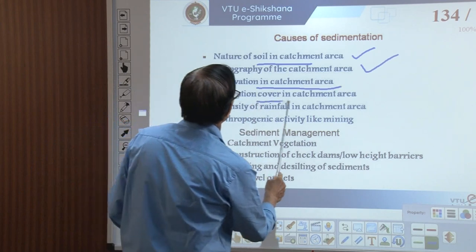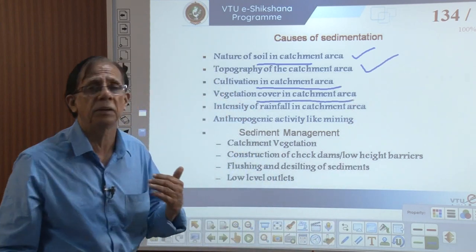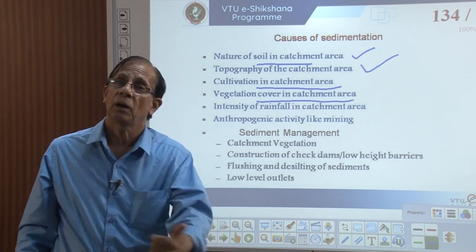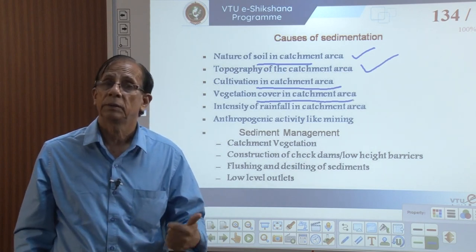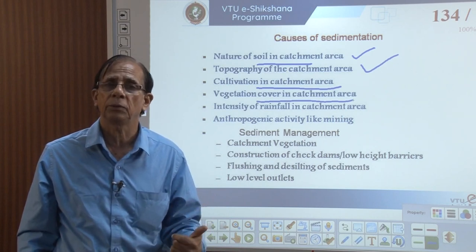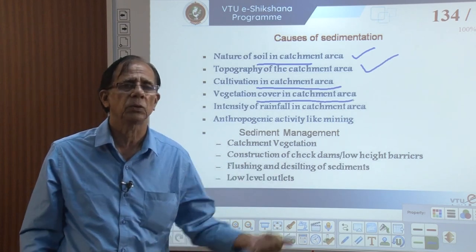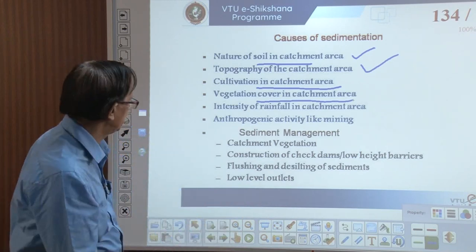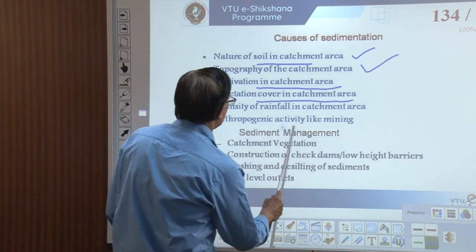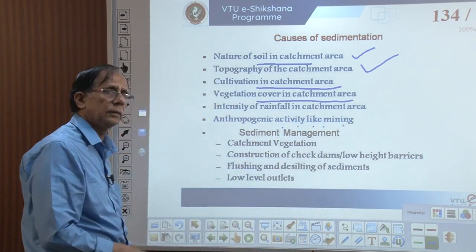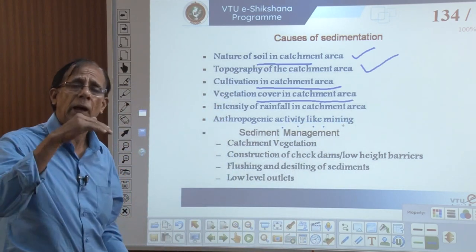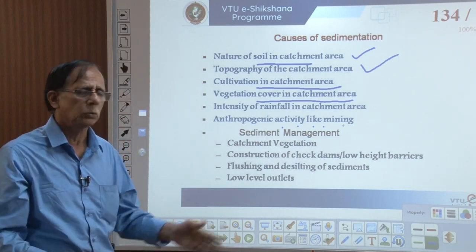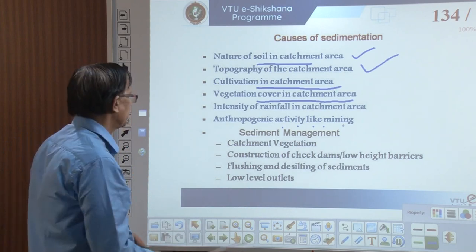And then vegetation cover in the catchment can bring it down, but removal of vegetation, as we have in Hospet and the surrounding area, where there is a lot of mining activity, removal of vegetation, soil loss, erosion, leads to sedimentation in the reservoir. Anthropogenic activity, just like mining, had happened in Saudatti also. There was large scale quarrying for so many construction activities, etc.